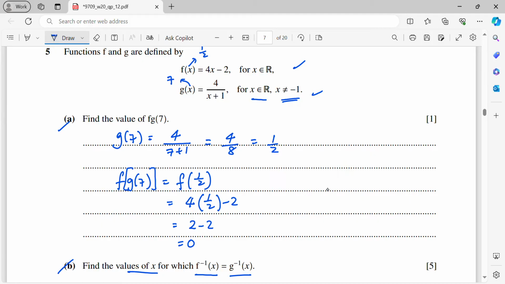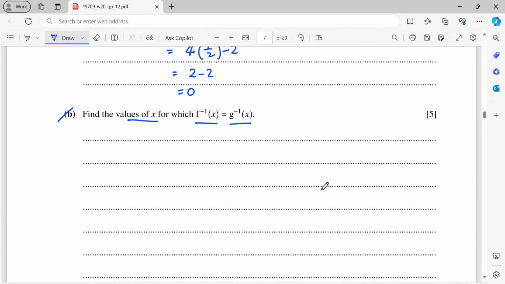So first of all, I will let y equal f(x), which is 4x minus 2. Let y equal 4x minus 2. Then from here, to get the inverse function, I'm using the method of making x the subject instead of y. So I will move the minus 2 to the left side. Then you will get 4x equals y plus 2. Hence, x is (y plus 2) divided by 4.